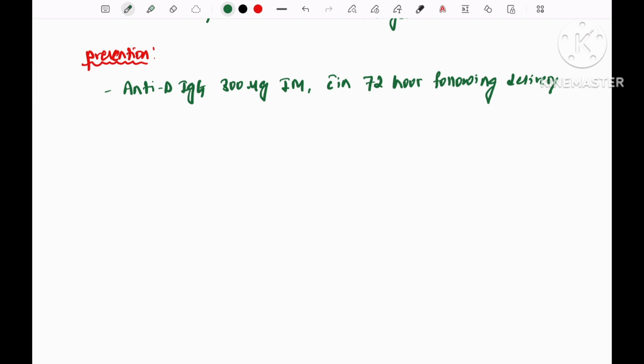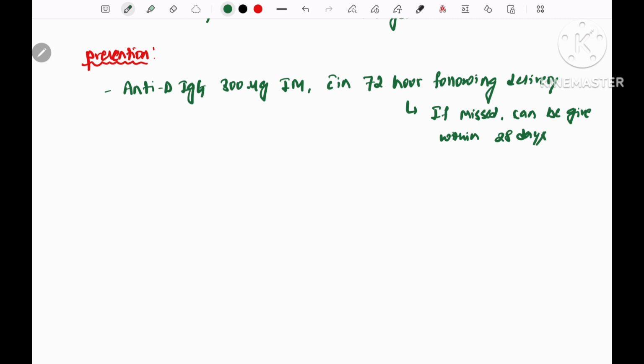But if this dose has been missed, we can give this dose up to 28 days. Actually it should not be missed, but if missed, it can be given within 28 days.